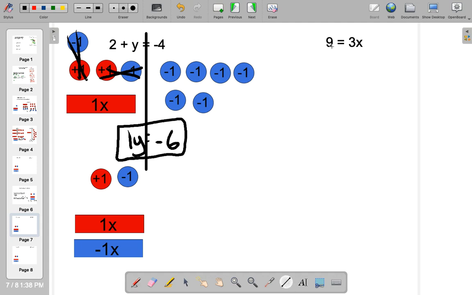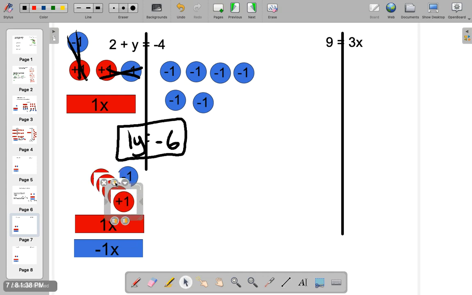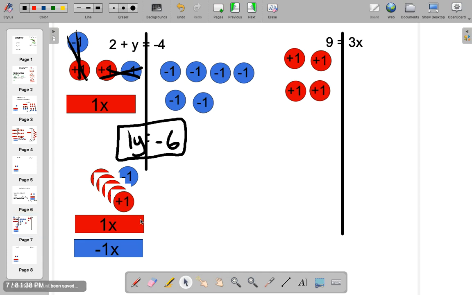For the next equation, the one on the right here, I'm going to draw my line down the equal sign like I've done before. And I'm going to add 9 positives to the left side here. So 1, 2, 3. It's very hard to count and talk at the same time, I'm learning. So if I miscount, I was one short.